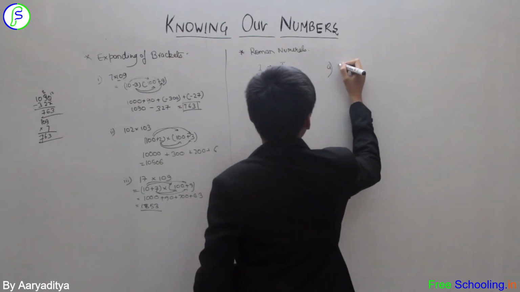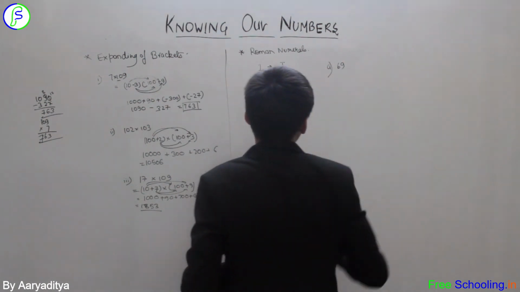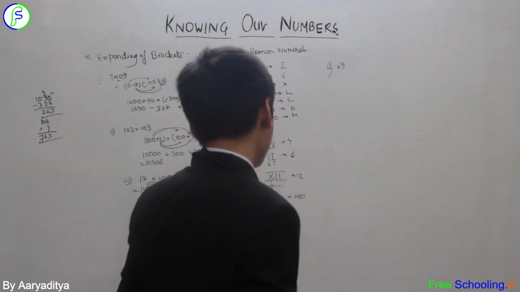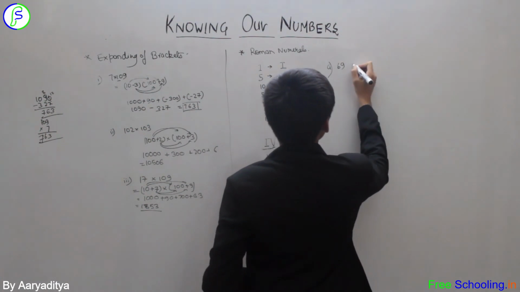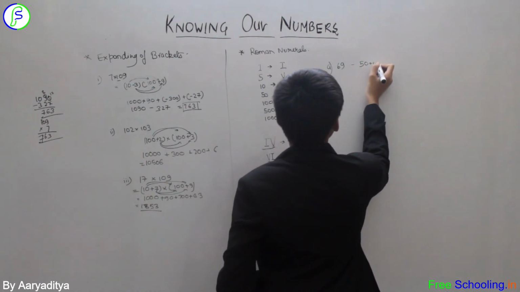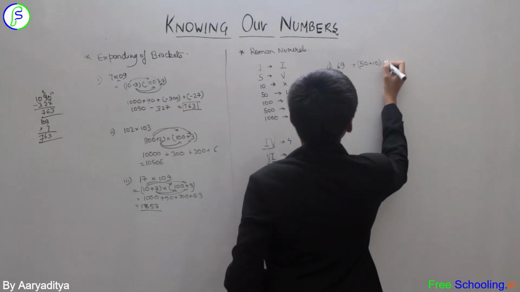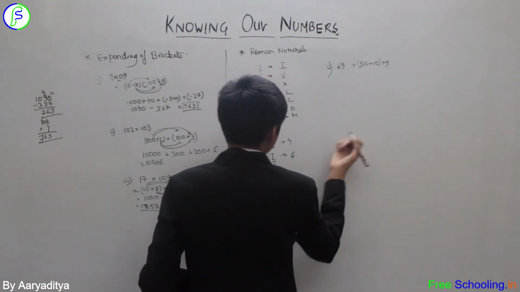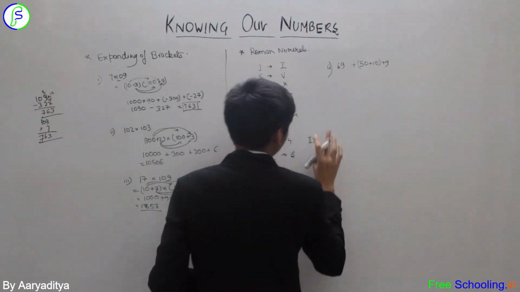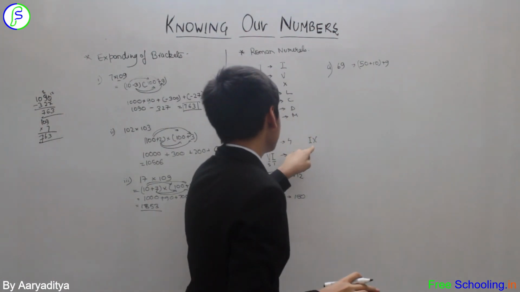For the A part, let me give you 69. We need to convert the numbers into Roman numerals. Okay. So as we can see, 69. Let us split this up. This can be written as 50 plus 10 plus 9. Okay. And how to form 9? First, let us see here. 10 minus 1. So this is how we represent 9.